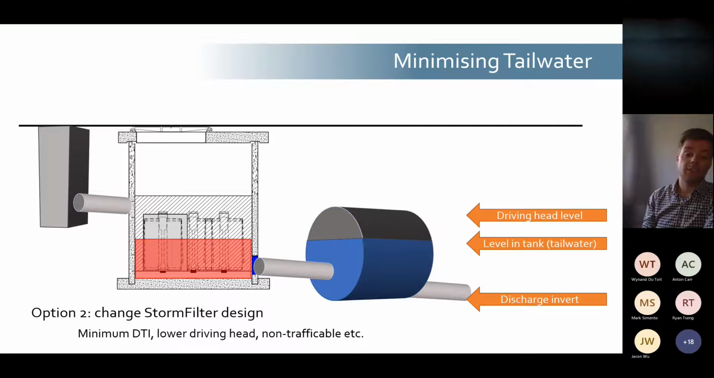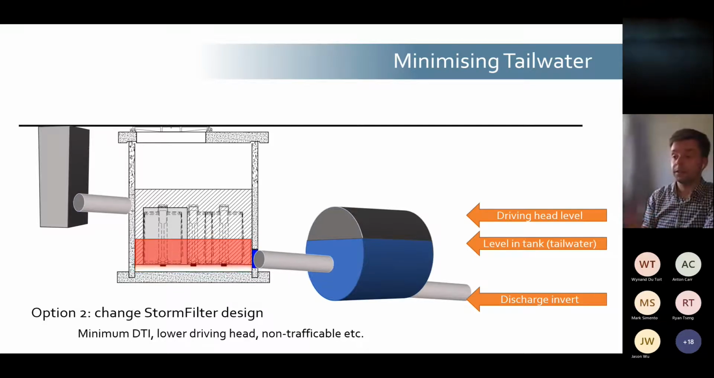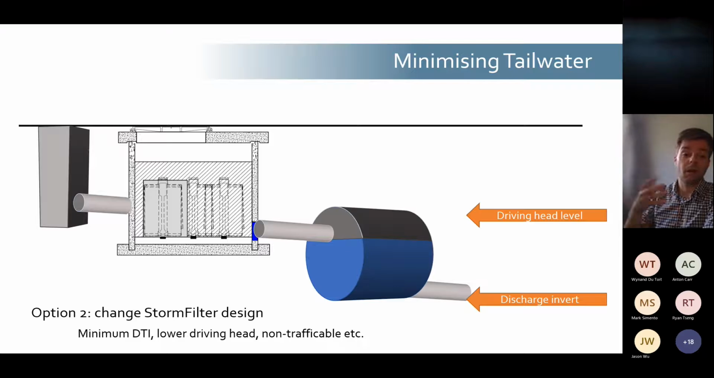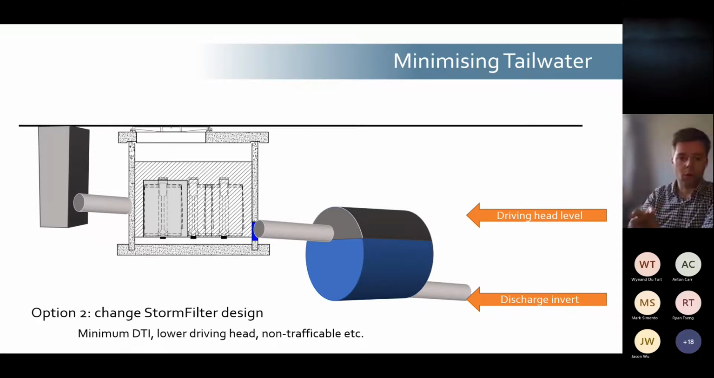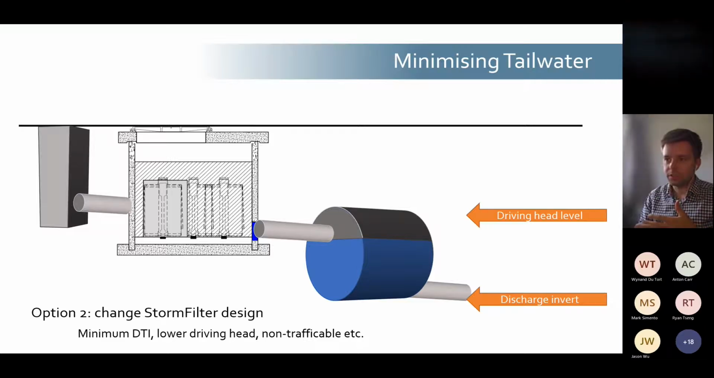The second option is you can change the StormFilter design. We can minimize the depth to invert by either changing the configuration, lowering the driving head, or making it non-trafficable. As a result, we reduce the impact of tailwater onto the treatment device. So within the range of devices that we've got, there are a number of different options: JellyFish, StormFilter, Cascade. And for each of those devices, there are a number of different configurations that we have available.